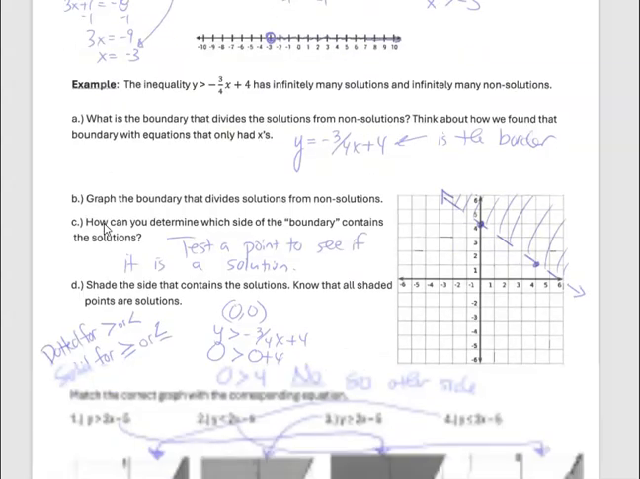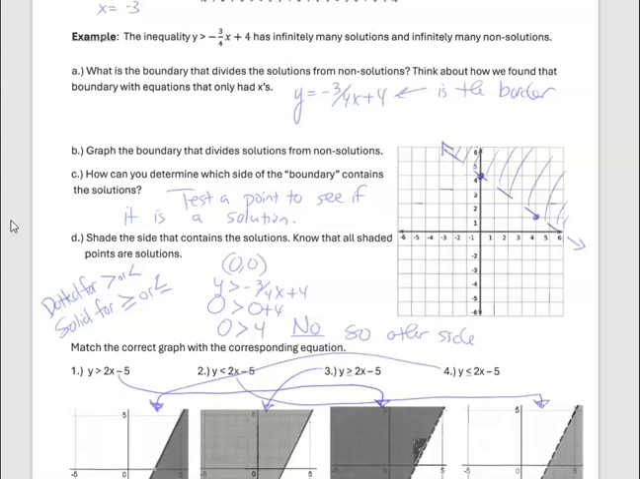What we were doing in today's lesson is instead of having inequalities with just one variable, we had inequalities with two variables. So we had y is greater than -3/4 x plus 4 to start with. The students worked through a process and learned how to graph this inequality. The first part said, what is the boundary that divides the solutions from non-solutions? Think about how we did this before. And a second ago, I told you that if you change the inequality to an equation, it kind of tells you the border between the solutions and non-solutions. So we knew y equals -3/4 x plus 4 was going to be that border.